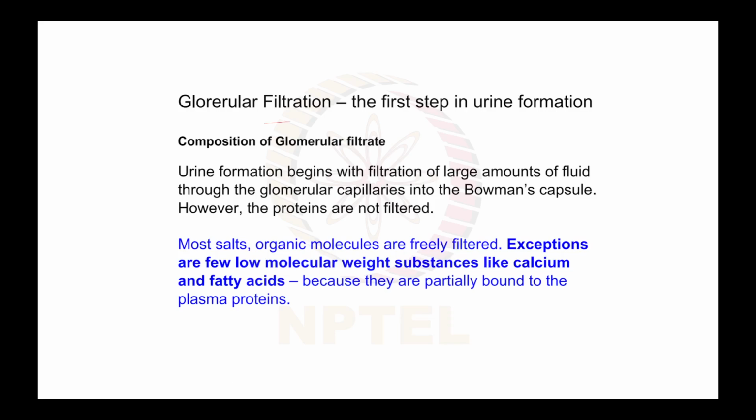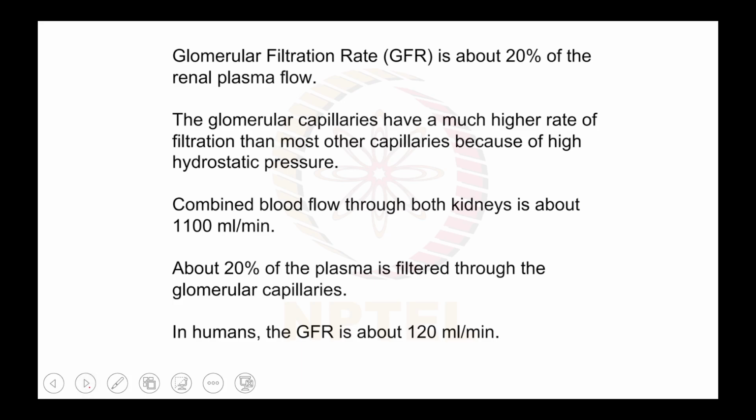So the glomerular filtrate is the first step of urine formation. Let's look at its composition. Urine formation begins with filtration of a large amount of fluid through the glomerular capillaries into the Bowman's capsule. However, the proteins are not filtered. Most salts and organic molecules are freely filtered. Exceptions are a few low molecular weight substances like calcium and fatty acids, because they are partially bound to plasma proteins. Yeah, so this is the GFR I was talking about.